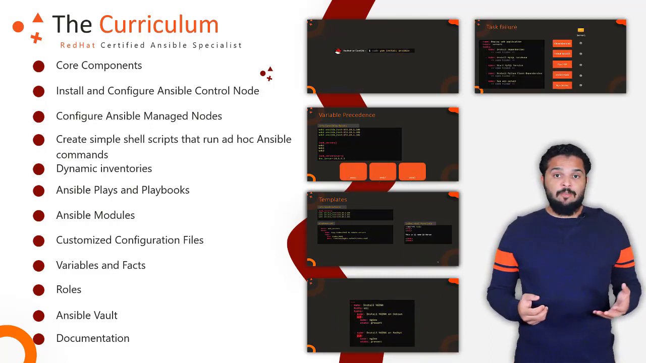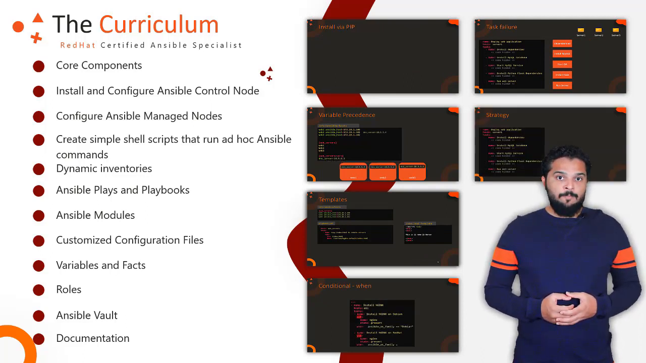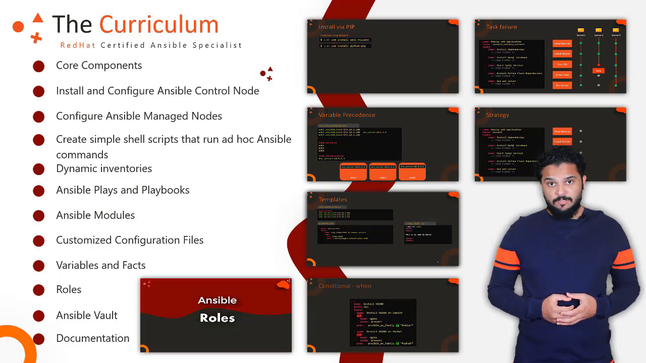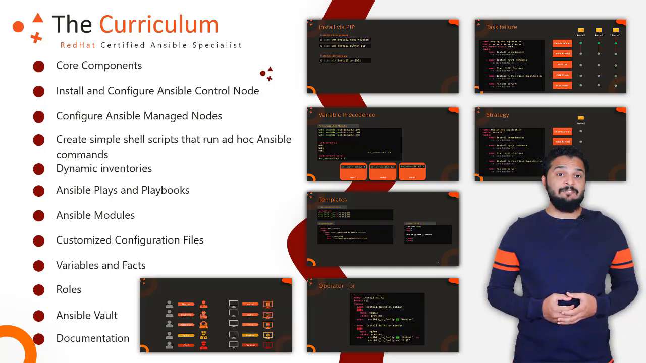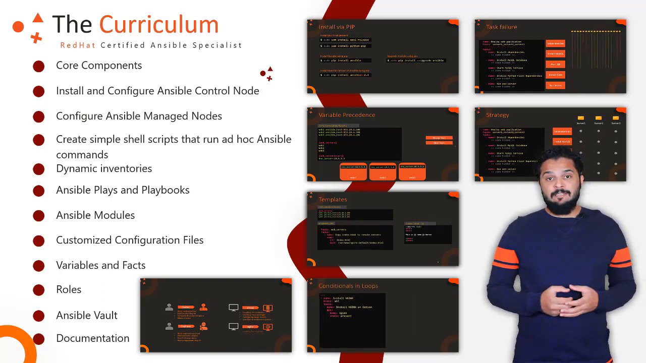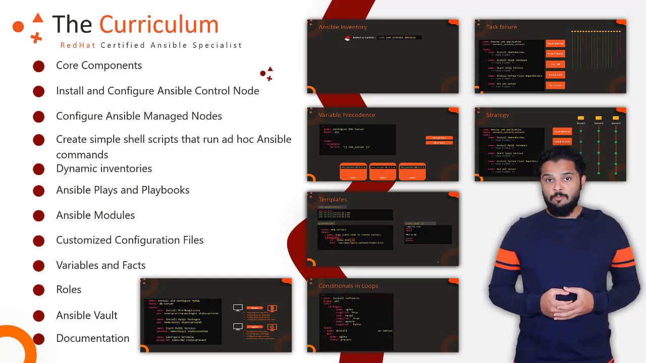We learn how to create roles from scratch, as well as how to reuse existing ones. We learn how to securely store secret data using Ansible Vault. And we learn how to effectively navigate through the Ansible documentation pages to find the right information. We learn how to create templates with Jinja 2.